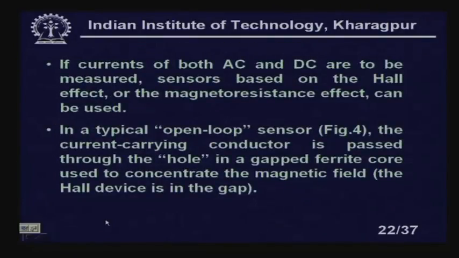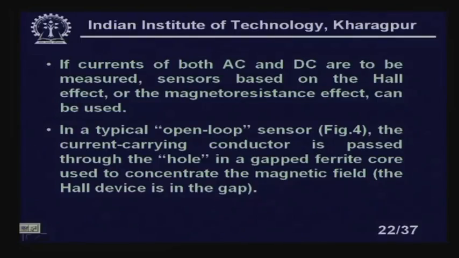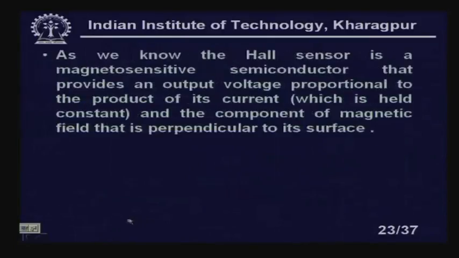In a typical open loop sensor, the current carrying conductor is passed through the hole in a gapped ferrite core used to concentrate the magnetic field, and the Hall device is in the gap. We call it open loop because some Hall effect sensors are also used in closed loop control, so that is the reason we are using the two different terms, open loop and closed loop.